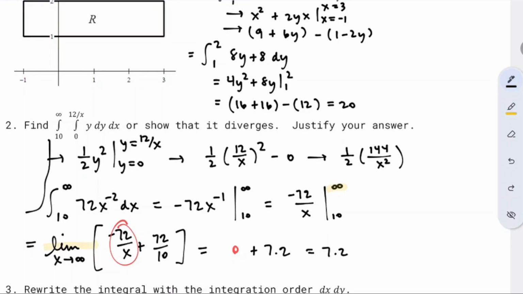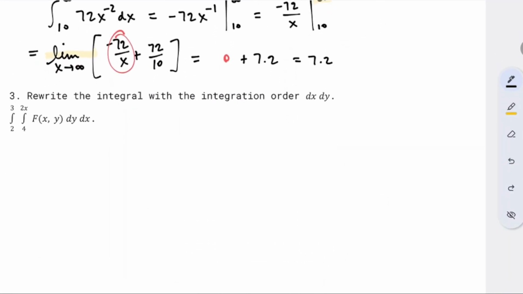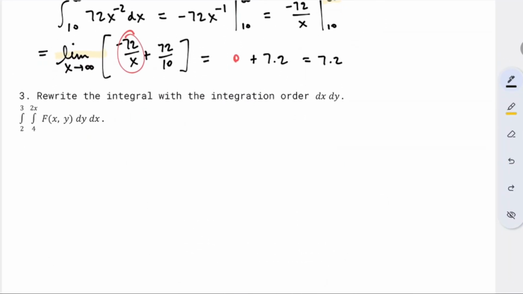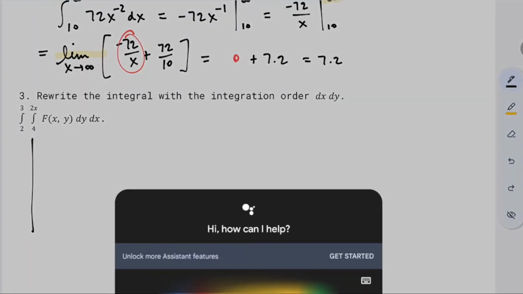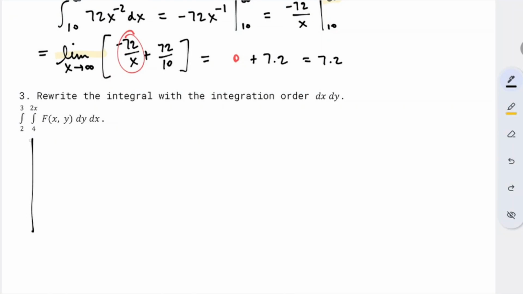All right. And then, oh, whoops, scrolling. Okay, rewrite the integral with the integration order dx and then dy. All right, so we're going to need to draw a picture of the region of integration. Oh no. Don't need a Google Assistant right now. I still don't need an assistant. What I touched made that happen.